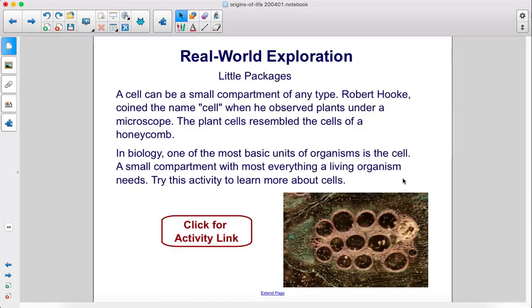A cell can be a small compartment of any type. Robert Hooke coined the name cell when he observed plants under a microscope. The plant cells resembled the cells of a honeycomb. In biology, one of the most basic units of organisms is the cell, a small compartment with most everything a living organism needs. Try this activity to learn more about cells.